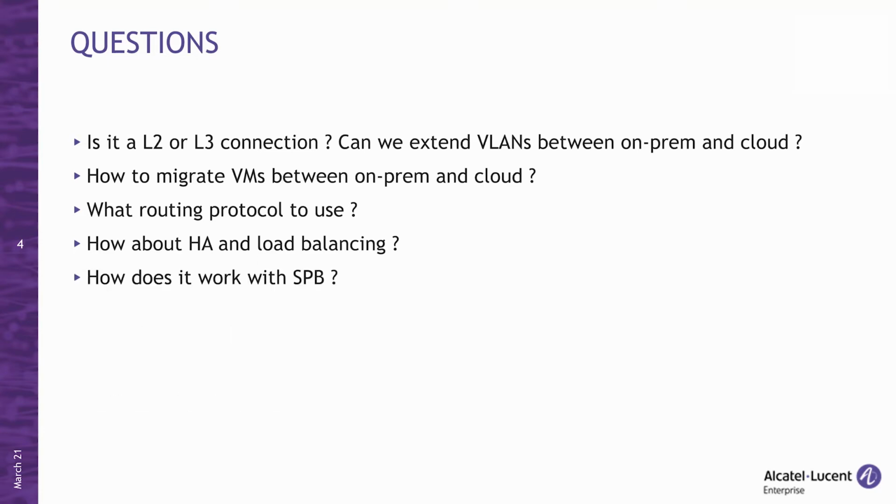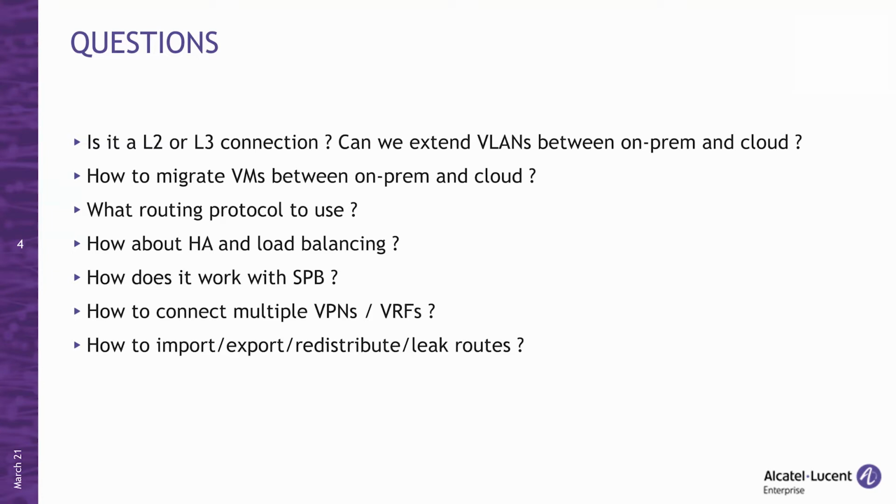The next question is, how does this work when we use SPB, and in particular when using L3 VPN on-premise? How do we connect multiple on-premise VPNs and VRFs to the cloud? How to import, export, redistribute, or leak routes in an SPB L3 VPN network. And the last question is, what kind of convergence time can we expect? So the first 3 questions are already answered, but to answer the last 5, let's look at a demo scenario.